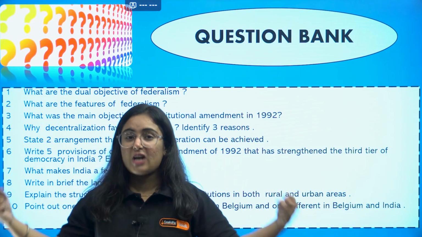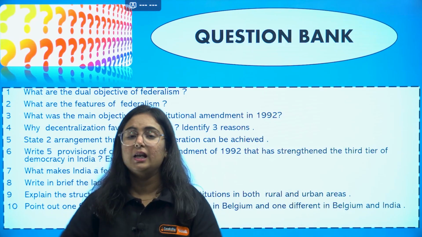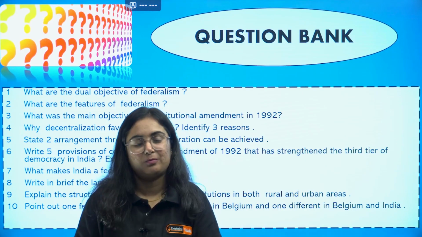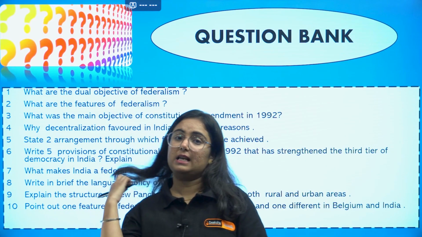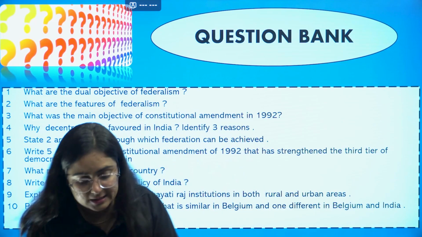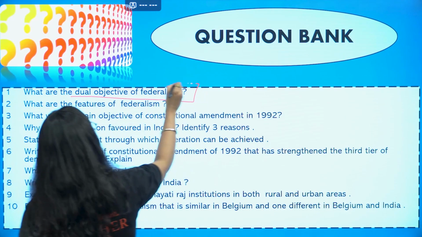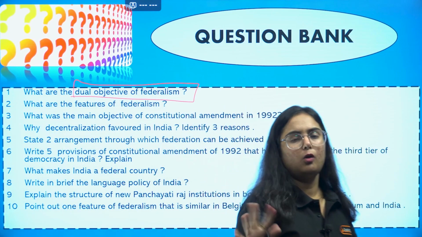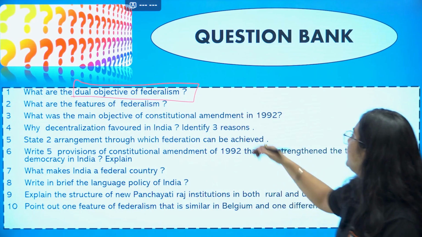Now coming to the most famous slide of mine, that is the question bank, because after reading such a big chapter and listening to my whole lecture, the most important thing is that we should at least practice it. It will not be fair with us if we are not practicing it. Question number 1, what are the dual objectives of federalism? You go to slide number 2 or 3, I guess, the dual objectives are written over there.